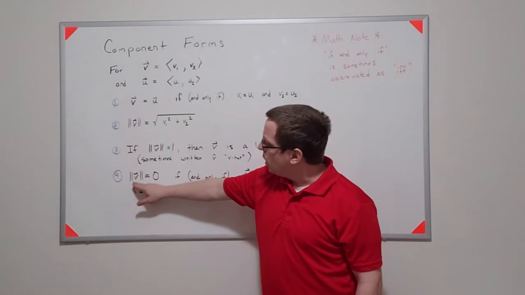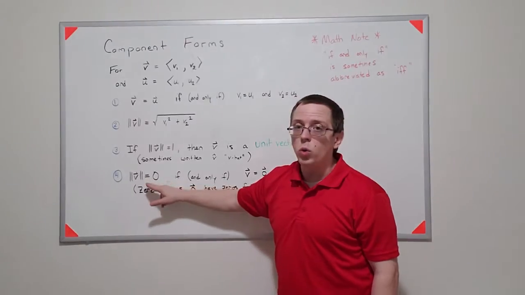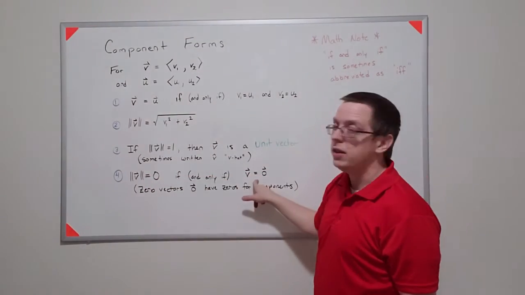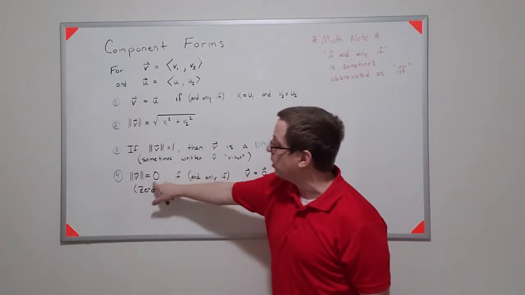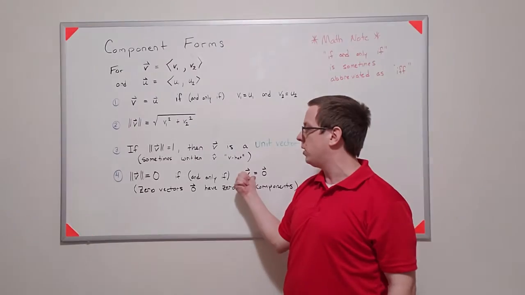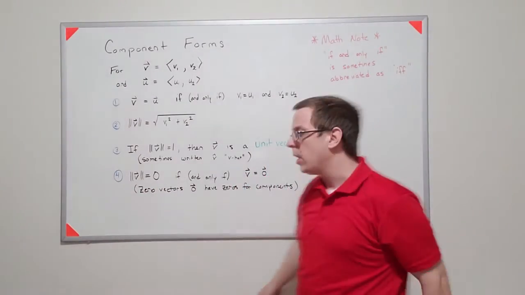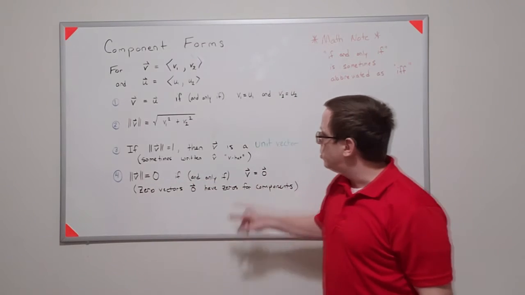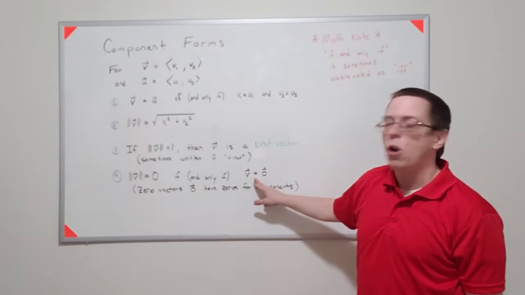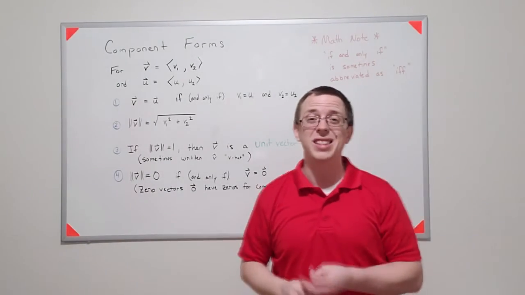And finally, if a vector has magnitude 0, that's only true if and only if. That means if I know this, it tells me that, and if I know that, it tells me this. That's what if and only if means. It goes both ways. The magnitude is 0 if and only if the vector is what we call a zero vector. And that just means it has zeros for components.